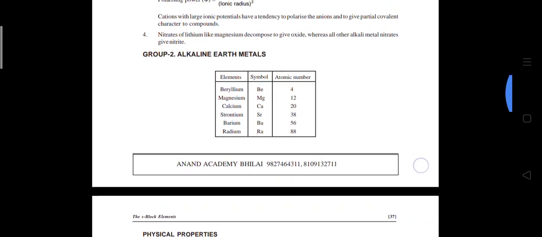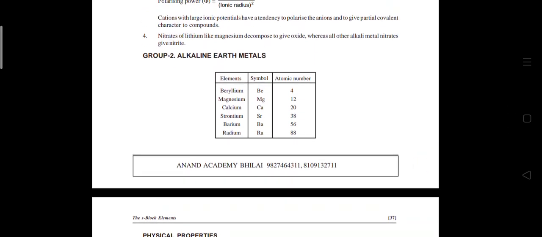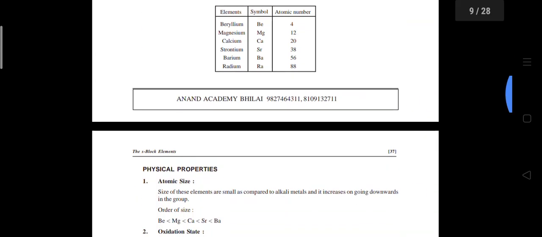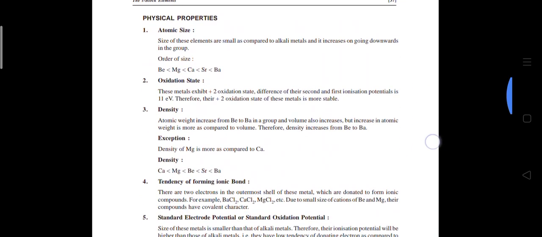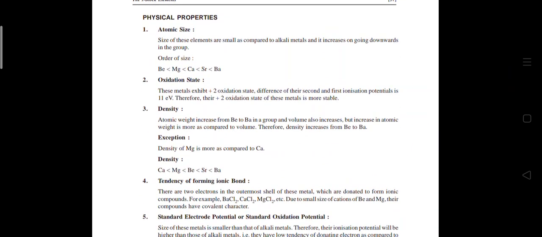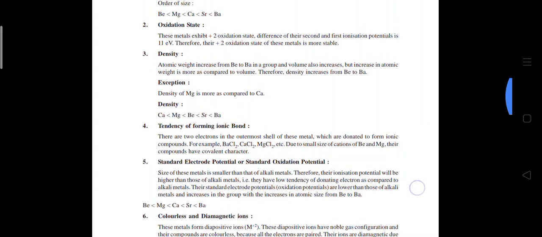This is all about group 1. Now group 2, alkaline earth metals. Group 2 contains beryllium, magnesium, calcium, strontium, barium and radium. Physical properties. First, ionic size. Size of these elements is small as compared to alkali metals and it increases on going down the group.